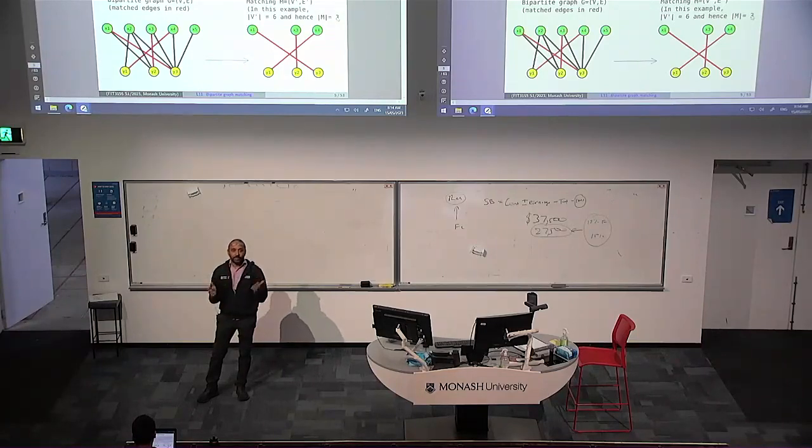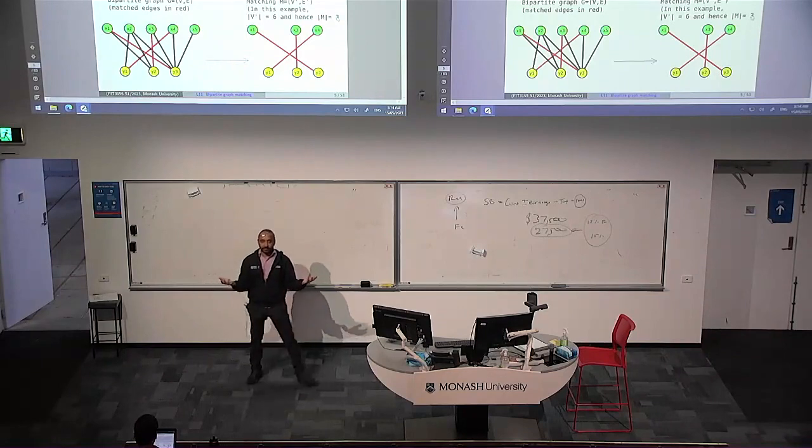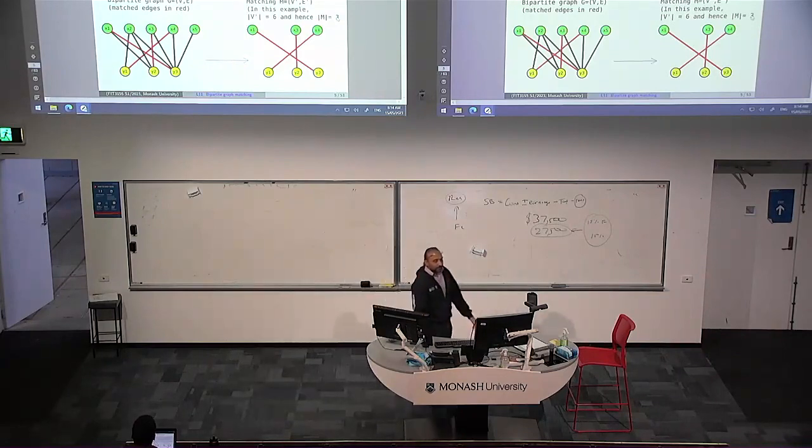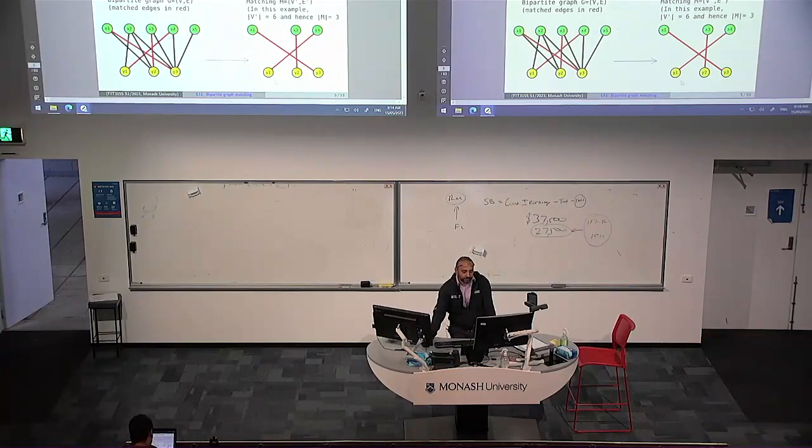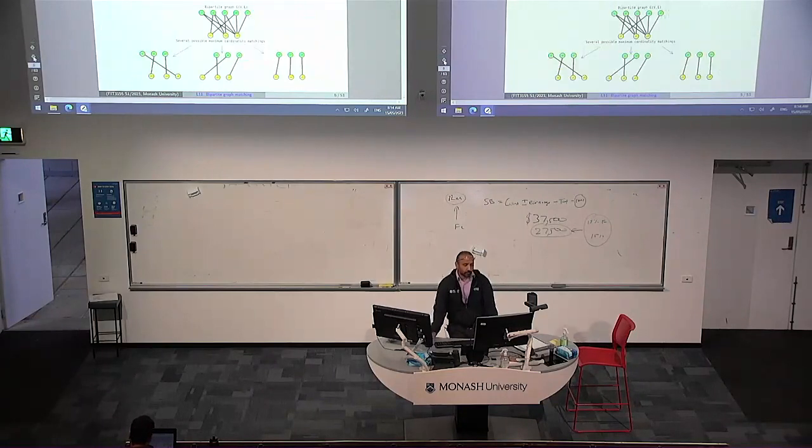So 2 per edge. So 3 times 2 is 6. There are 6 vertices, 3 in the first set, 3 in the second set, and the cardinality is 3. And there are many ways in which you could match these. Obviously, I could have matched it this way. I could have matched it this way. I could have matched this way. Cardinality of this is 3, cardinality of this is 3, cardinality of this is 3.